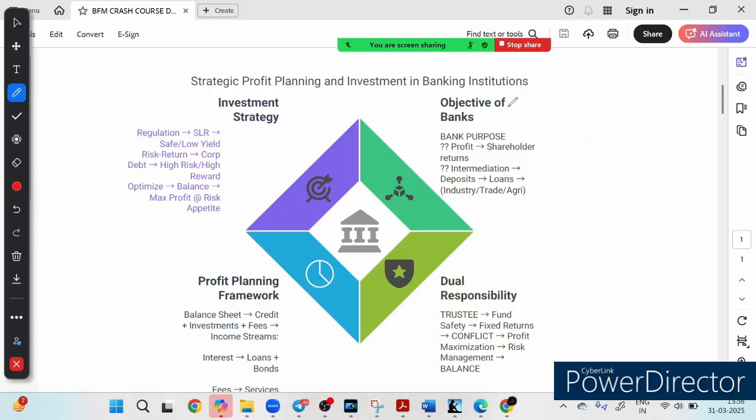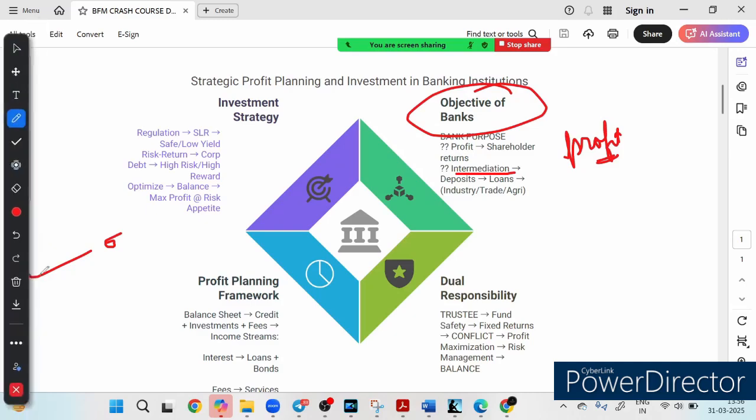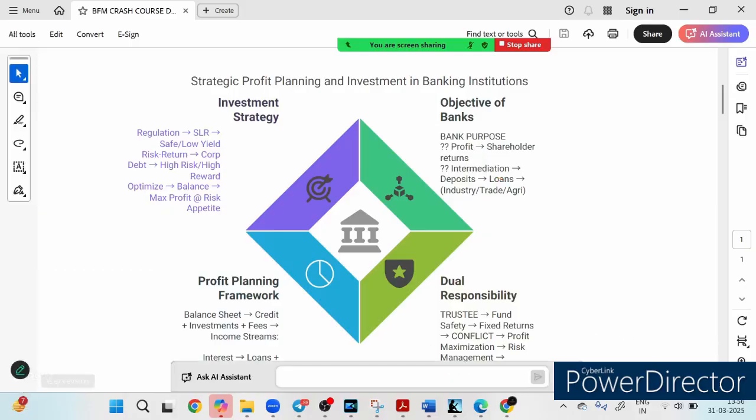On one side, let's look at the objective of the bank. At the heart of banking lies a key mission. The mission is profit generation. Yes, profit generation is the key mission of banking. But banks serve as an intermediary, turning deposits into loans. Whatever deposits they receive from customers, they turn into loans, and those funds fuel the engine of industries, trade, and agriculture. That is the point.